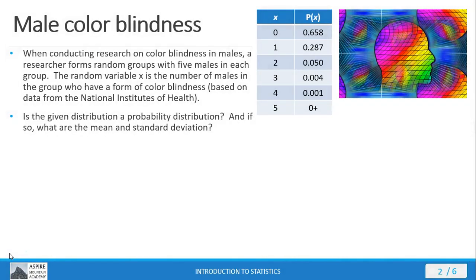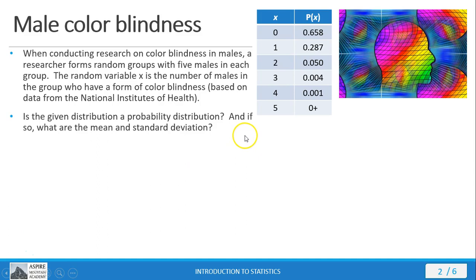To help us with the comparison of these two different methods of calculating measures of center and variation for probability distributions, we're going to look at an example problem involving male color blindness. When conducting research on color blindness in males, one researcher formed random groups with 5 males in each group. The random variable X is the number of males in the group who have a form of color blindness, and this is all based on data from the National Institutes of Health.